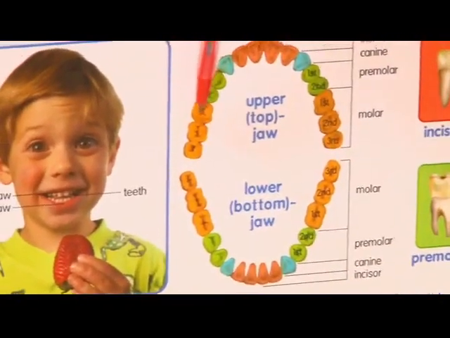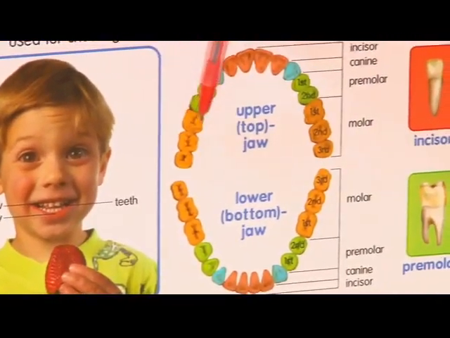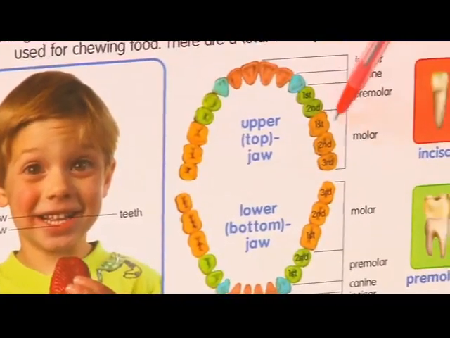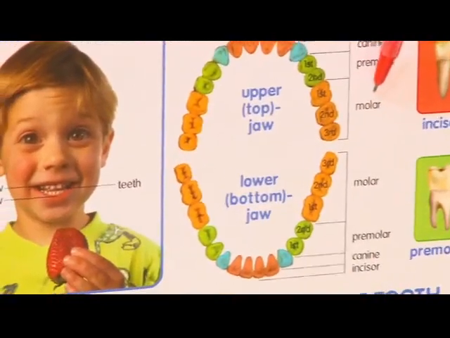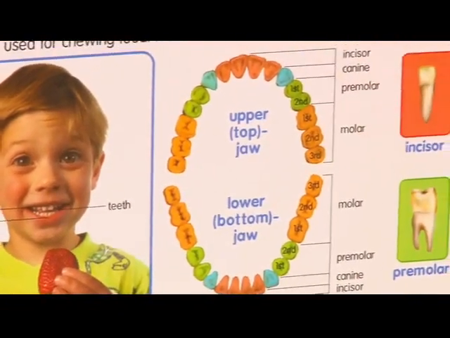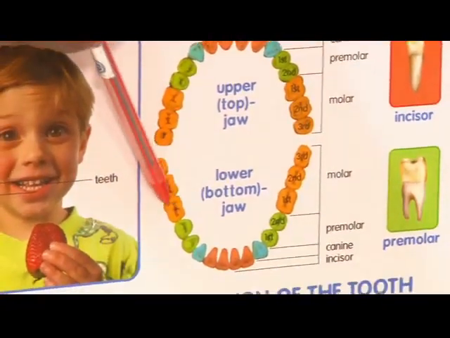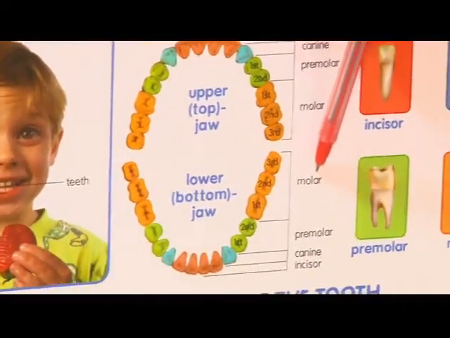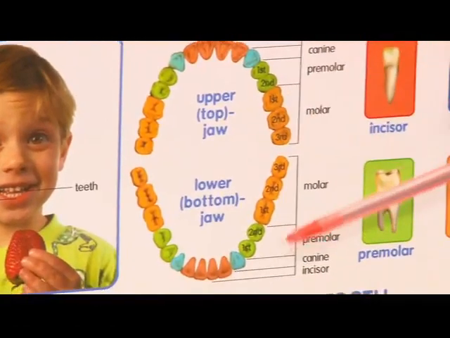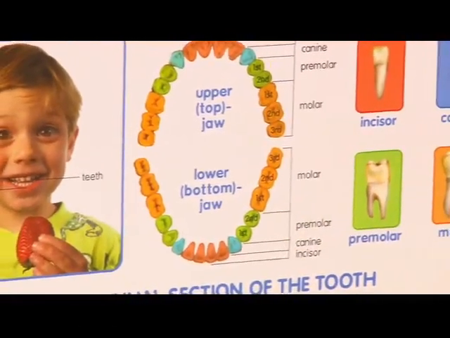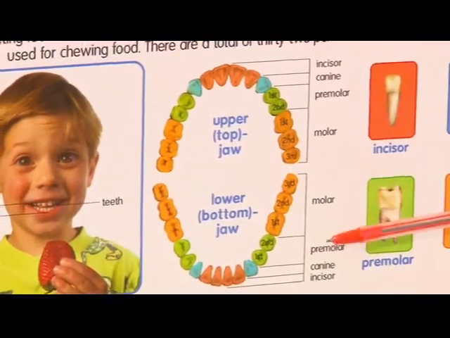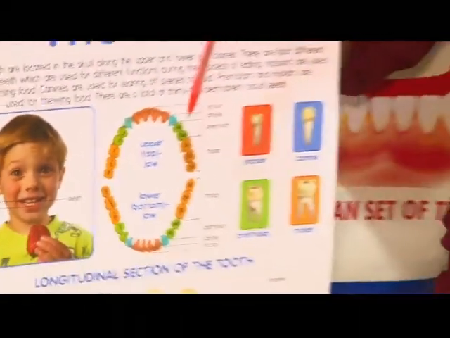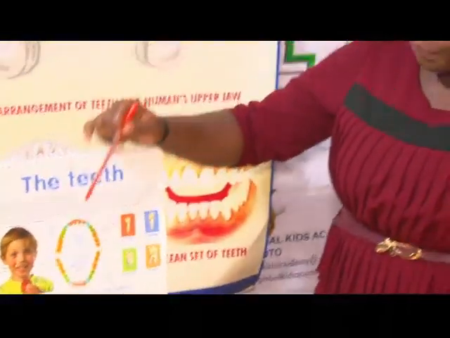Now, the molars are distributed in a way that we have 3 on the right hand side of the mouth and 3 on the left hand side of the mouth for the upper jaw. We have 3 on the right hand side of the mouth and 3 on the left hand side of the mouth for the lower jaw, making a total of 6 for the upper jaw and a total of 6 for the lower jaw. And 6 plus 6 is equal to 12.